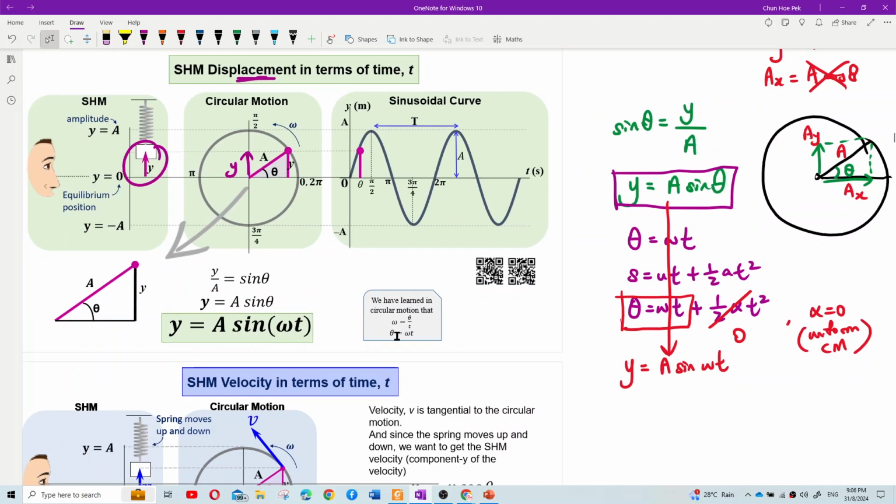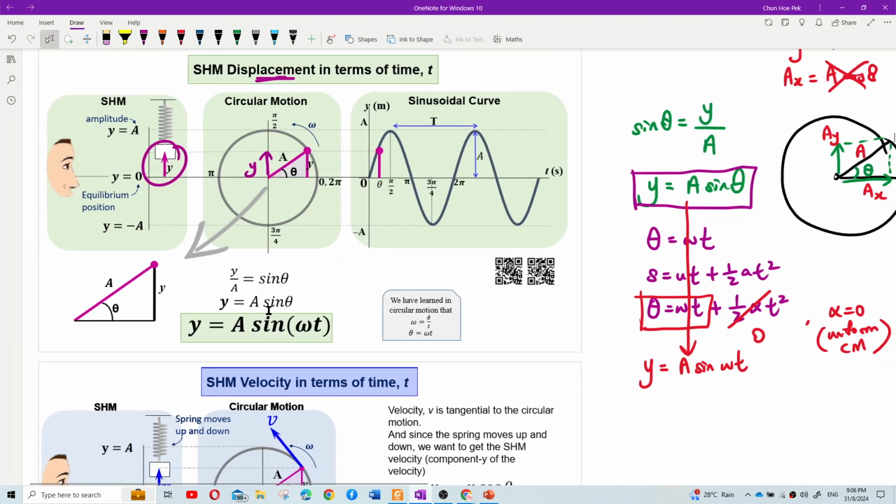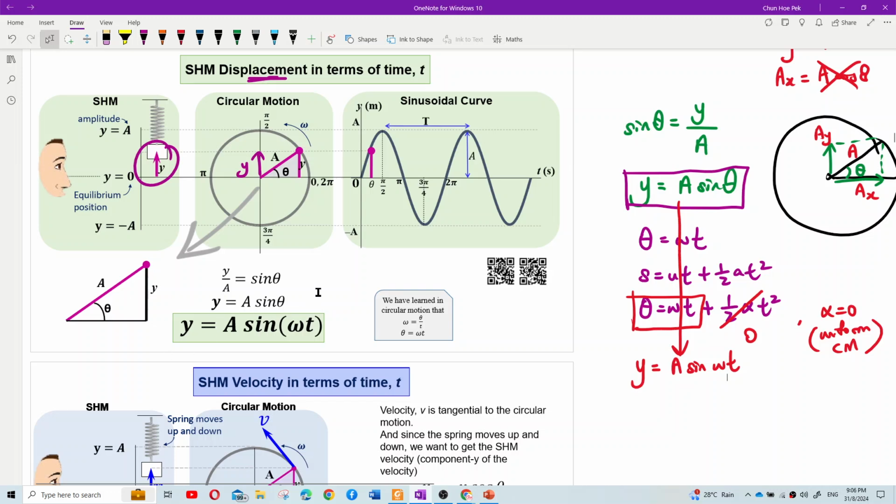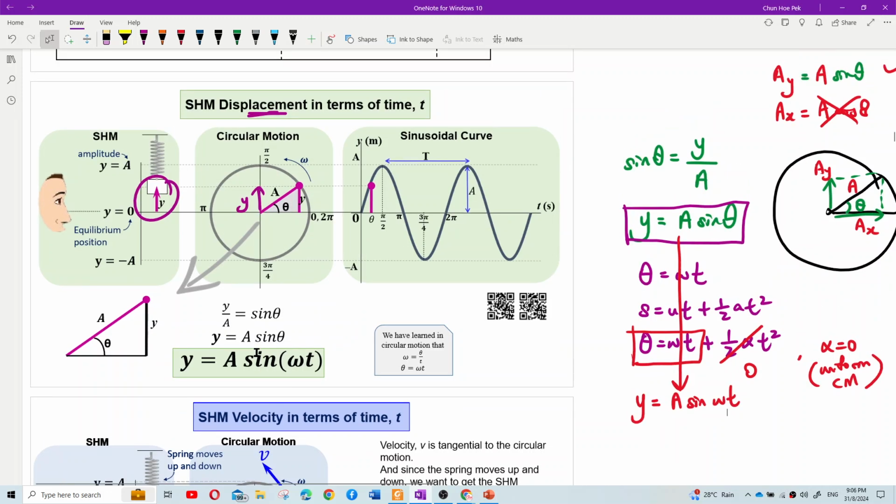Macam mana you derive ini? We have learned that circular motion theta equal to omega t, uniform circular motion, ya. Itulah dia. Okay? So actually kamu matematik pun belajar ini A sin omega t. This is a sine curve. If you look at mathematics, this is a sine curve. And A is the amplitude here. Sini negative amplitude, right?